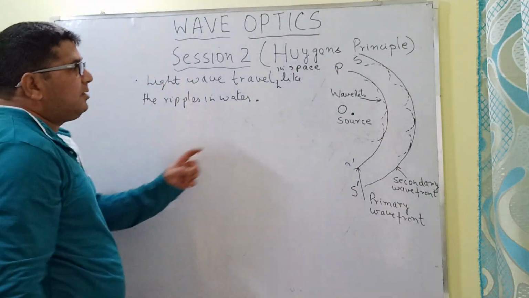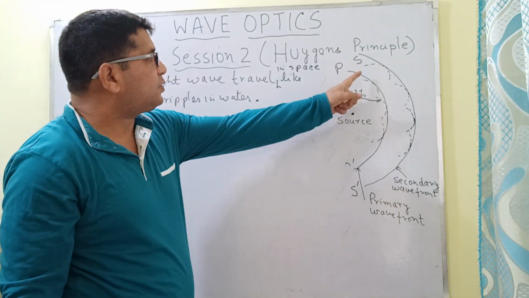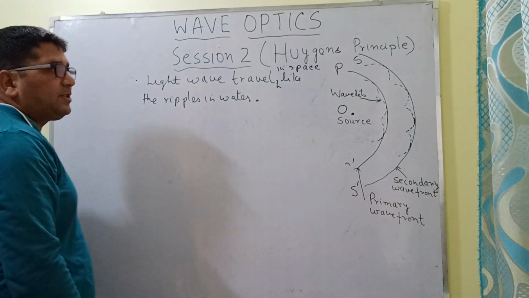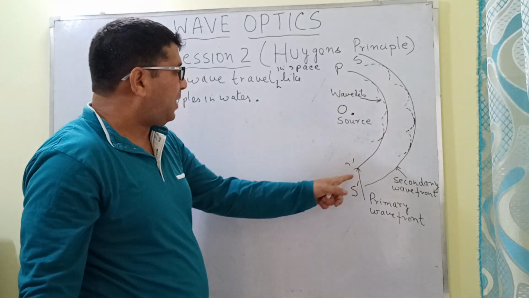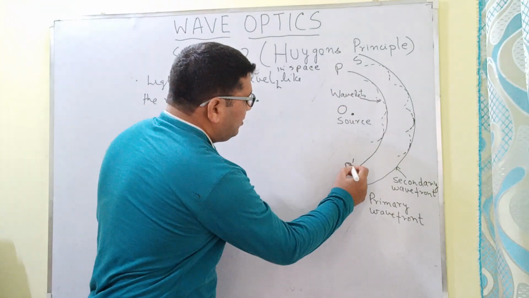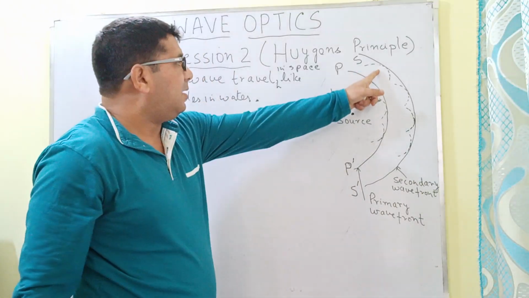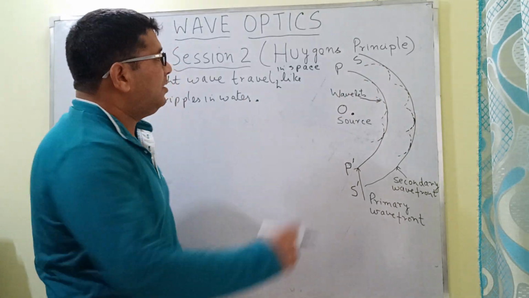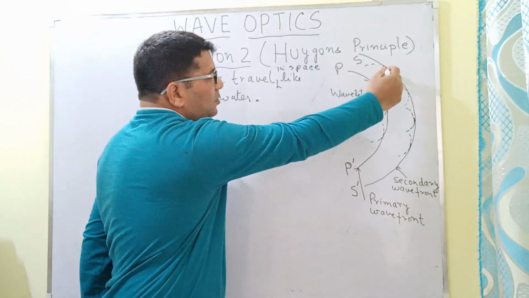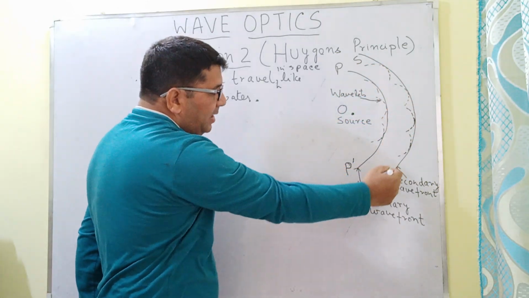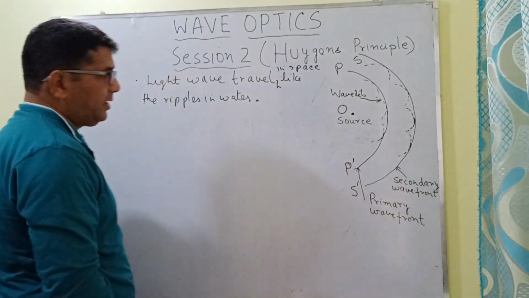All the points on the primary wavefront will act as the source for the secondary wavefront, or we can say that all the wavelets of this primary wavefront will act as a source of wavelets for this secondary wavefront, and when we draw the common tangent to these wavelets, then we get a wavefront which is called the secondary wavefront.